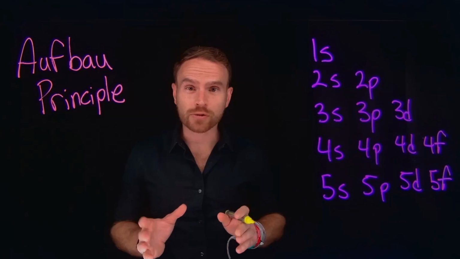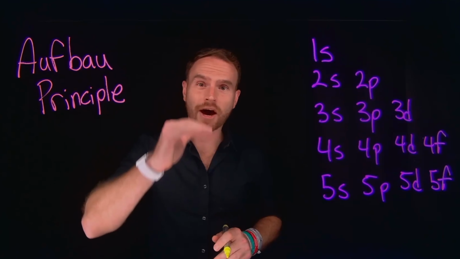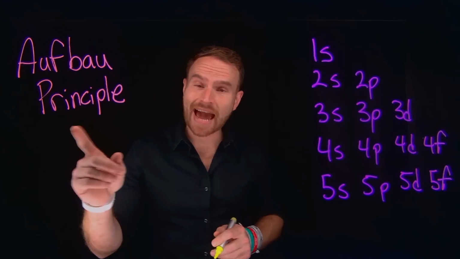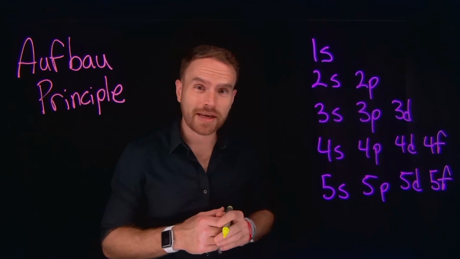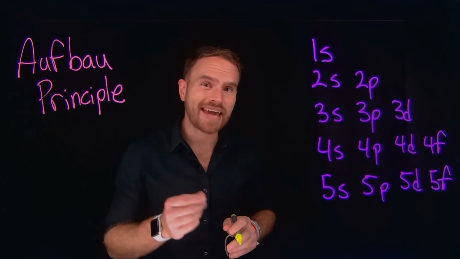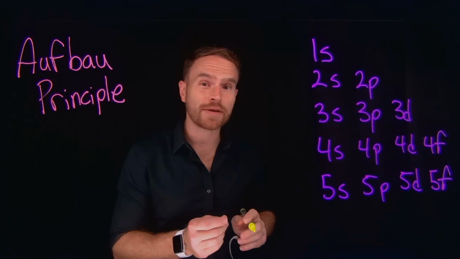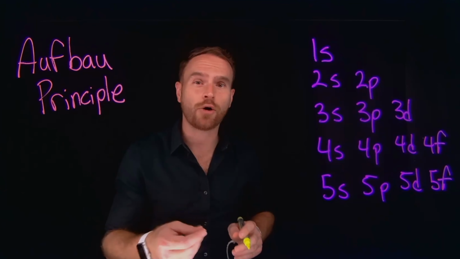Electrons fill orbitals from the lowest energy, working their way up sequentially until they reach the higher energy orbitals. This is what's known as the Aufbau principle. On this side of the screen, I've drawn what's normally referred to as the Aufbau diagram, and I know that it can seem a little intimidating, but I'll show you how to use it to figure out the energy levels and how to fill electron diagrams.